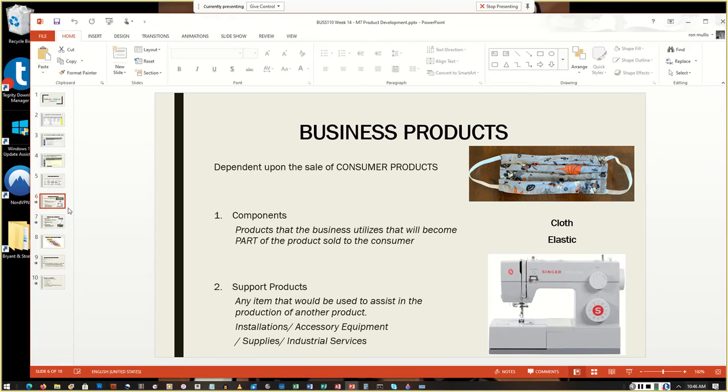The third type is supplies. These are small everyday items such as staplers or paper. And then the fourth is industrial services, which would be things like legal services you need to do trademarking for a new product.